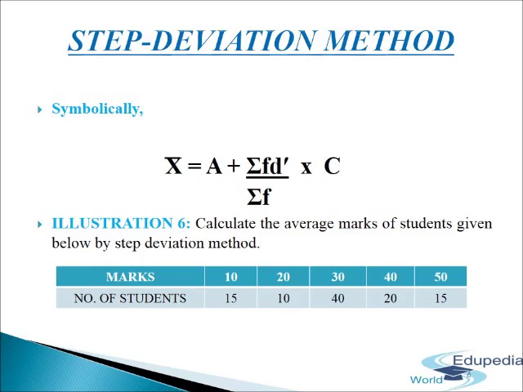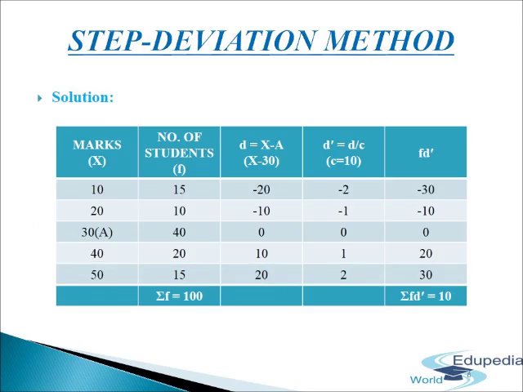We can understand this with the help of the following illustration. We have to calculate the average marks of students given in the table with the help of the step deviation method. We will prepare a 5-column table. In the first column, we will write marks, which is denoted by X. In that column only, we will take 30 as the assumed mean. In the second column, we will write the number of students, that is frequency, denoted by F, that is 15, 10, 40 and so on.